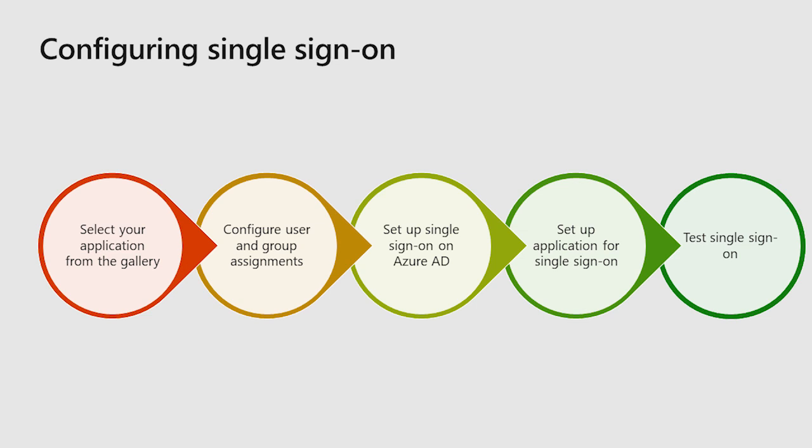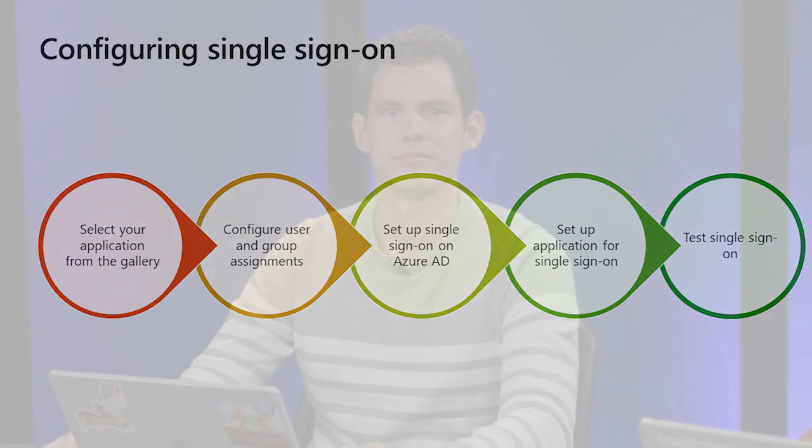First, select and add your application from AD Gallery. Second, configure user and groups assignments to specify who has access to the application. Third, set up single sign-on on Azure AD using the information provided by the service provider. Then, set up single sign-on on the application side using the metadata from Azure AD. Finally, test single sign-on to verify everything is working as expected.